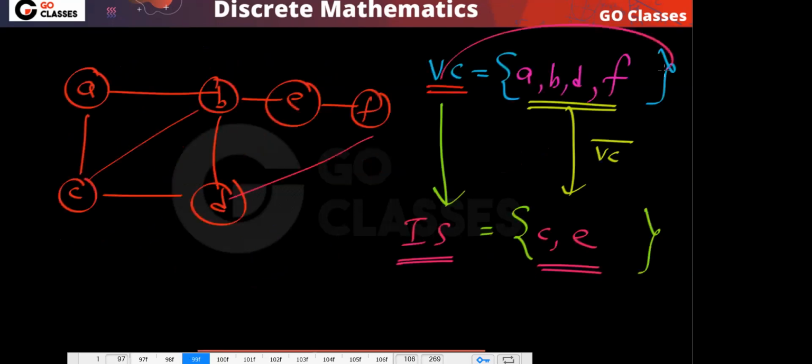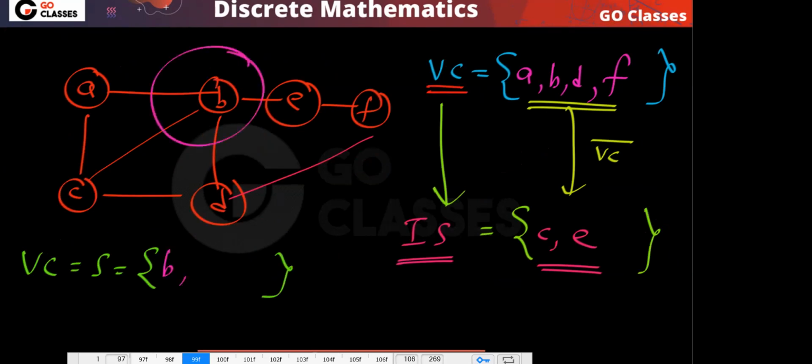So like here, this is the vertex cover S, and the remaining vertices, V minus S, are your independent set. For example, let's take another vertex cover S. I can take B, then these edges will be covered. Then I can take C. So B, C will cover those. And then I can take F. This is also a vertex cover.